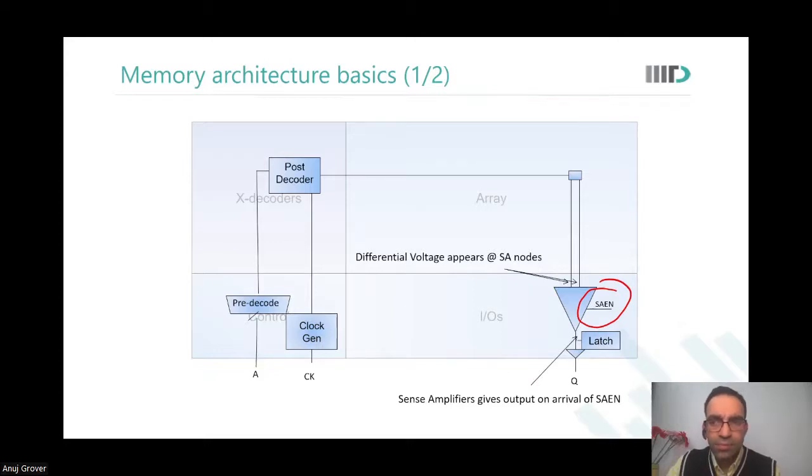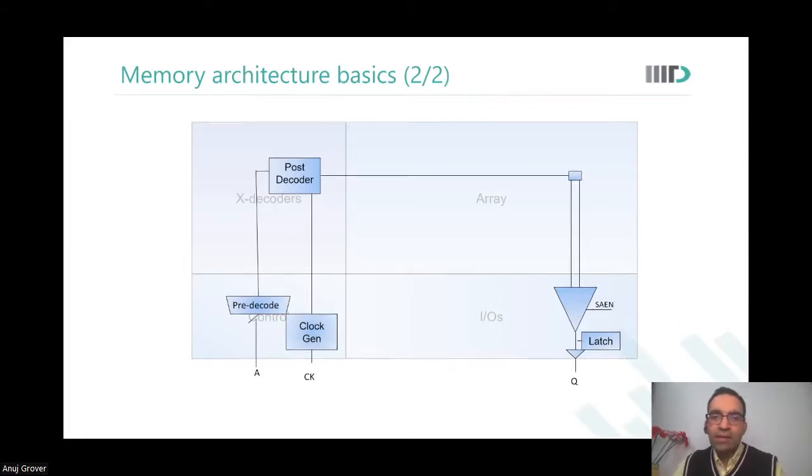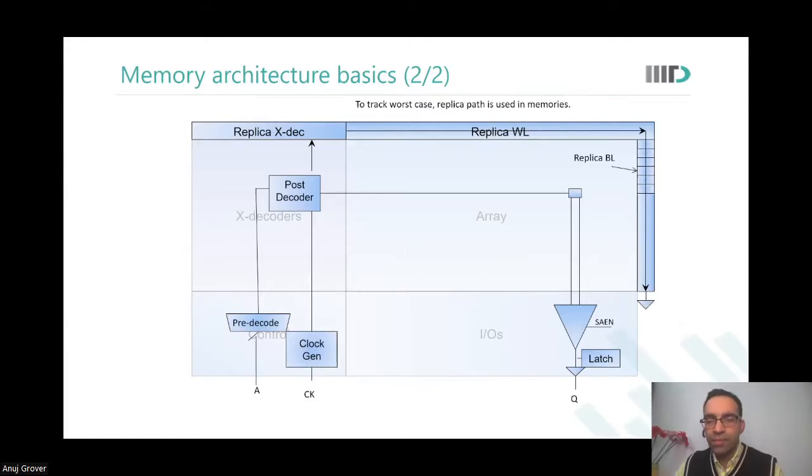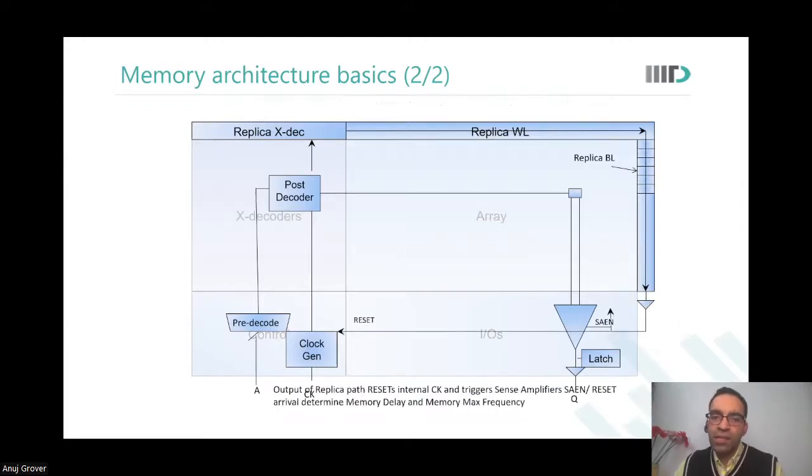Hello? Yes, sir. So what you want is that when it is a large cut, let SAEN arrive late. When it is a small instance, let SAEN arrive fast enough. So to do this, what is done is that in the memory, we add what is called a replica path. This replica path tracks the worst RCs for both word line and bit line, and then generates the enable signal there.